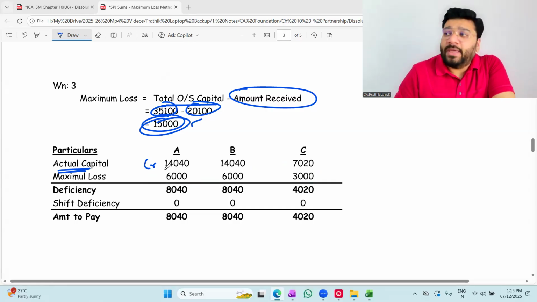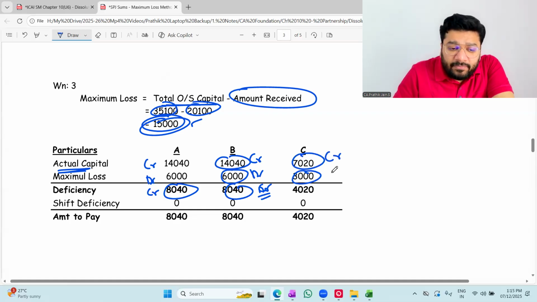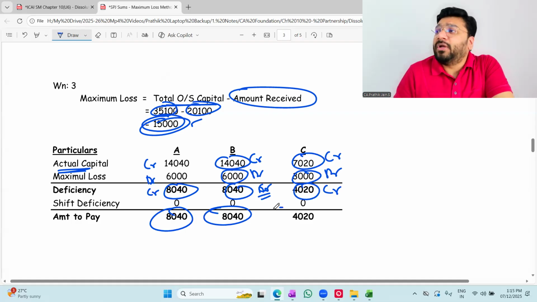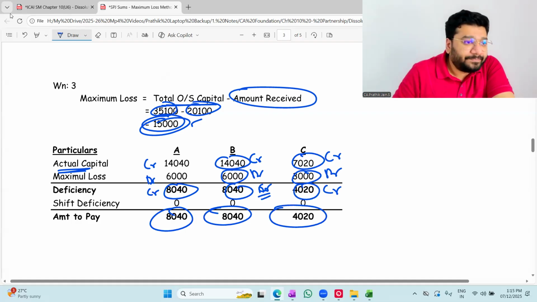Now, to A, Varun, I have to pay 14,040. From A, I have to recover how much? 6,000. Net, how much I have to pay? 8,040. B, I have to pay 14,040, but recover from him 6,000. So net, how much I have to pay? 8,040. C, we have to pay 7,020 and recover from him 3,000. So net, how much we have to pay? 4,020. So all the three we have to pay. No deficiency to be shifted. Only in the first example, first working note deficiency came.